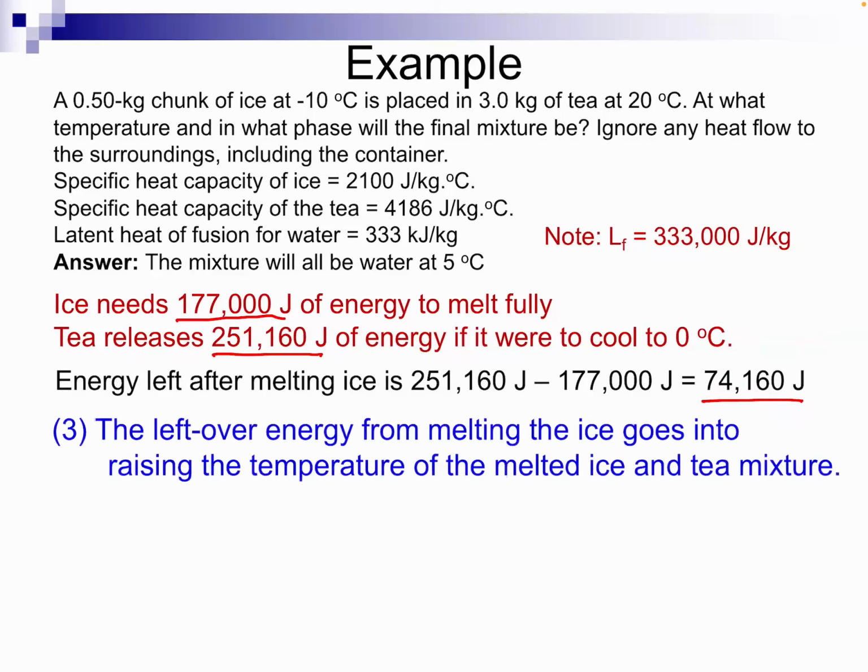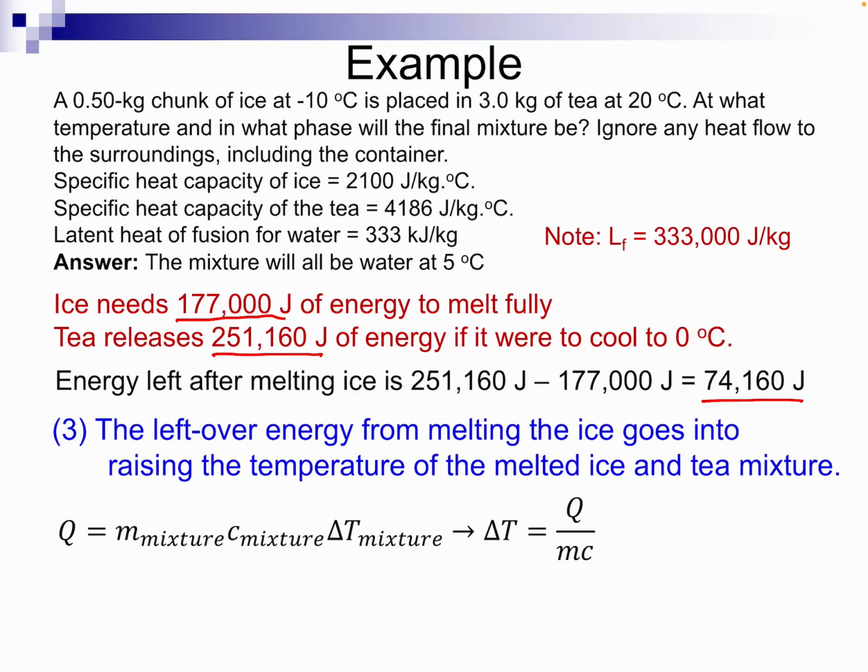This energy left goes into heating the ice and tea mixture. Since you're changing the temperature, it will be mc delta T. The equation to use is mc delta T. Right, we're very far away from the boiling point, 100 degrees Celsius, and it's impossible for the tea to freeze because we have extra energy that's left over after melting the ice.